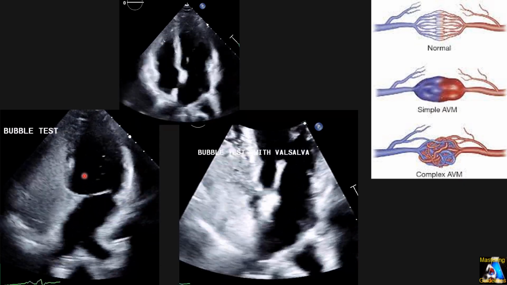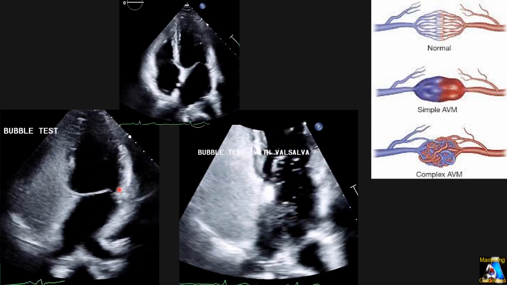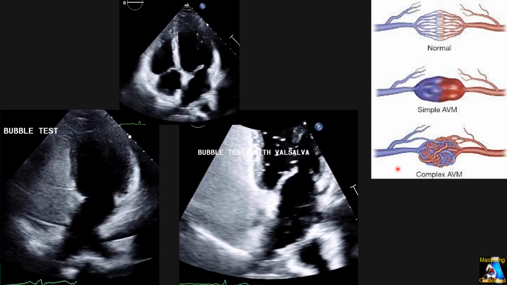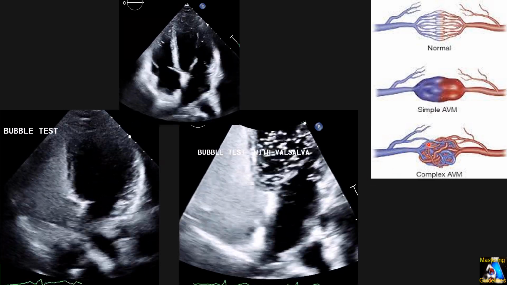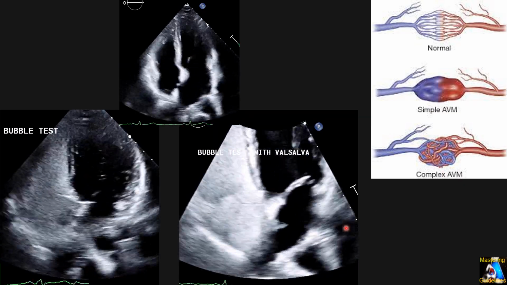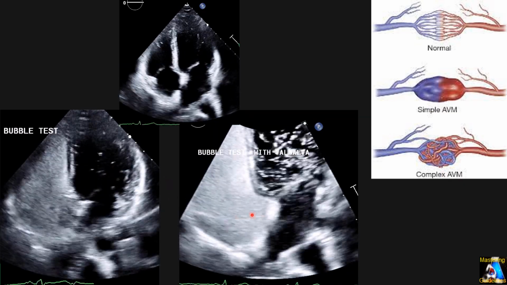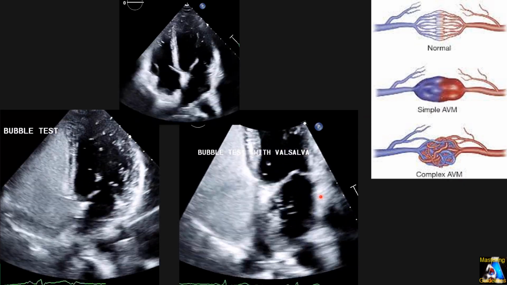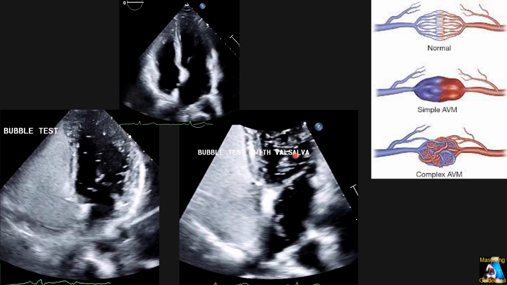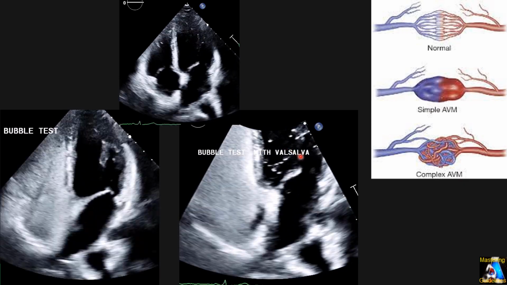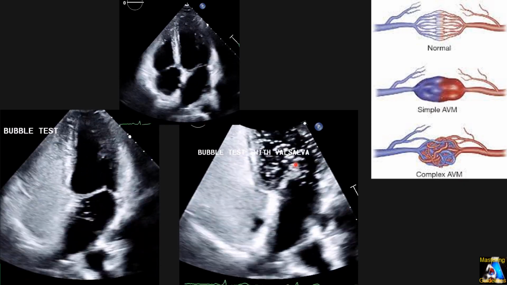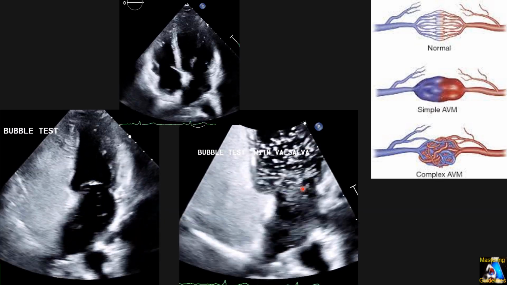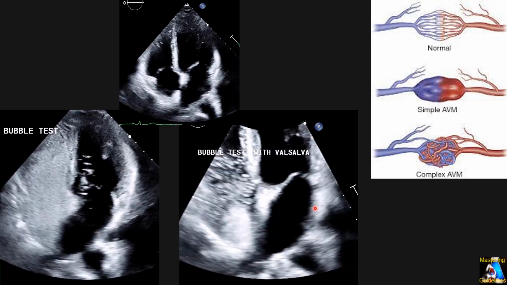The most important reason is AV malformation, arteriovenous malformation, especially pulmonary arteriovenous malformation. In those cases, usually at rest the test can be positive or negative, but the patient has exertional dyspnea, and that is the reason. With Valsalva, it exaggerates that shunt and we can detect it in the bubble test.